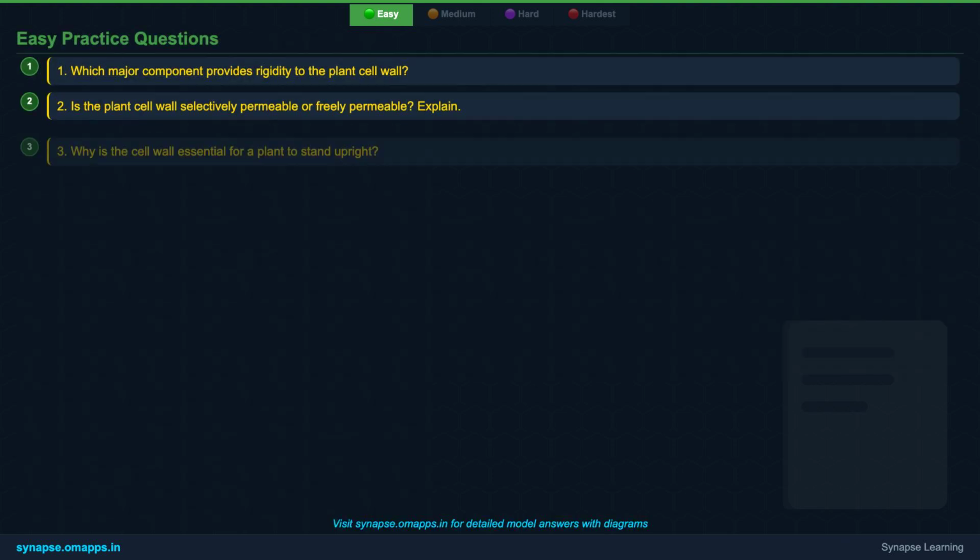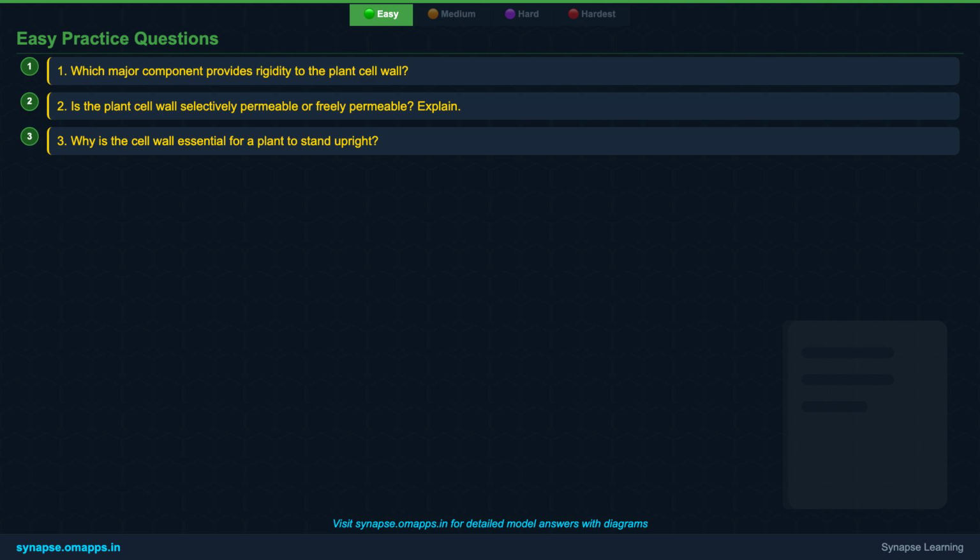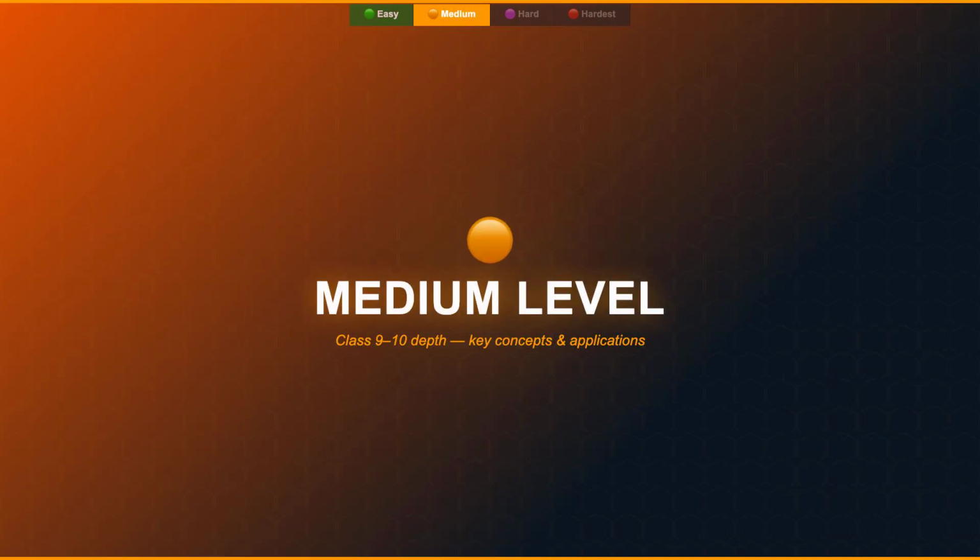Time to test your understanding. Here are 3 practice questions to solidify what we've just learned. Take a moment to think about your answers. Which major component provides rigidity to the plant cell wall? Is the plant cell wall selectively permeable or freely permeable? And finally, why is the cell wall essential for a plant to stand upright? Good luck! Great job with the basics.